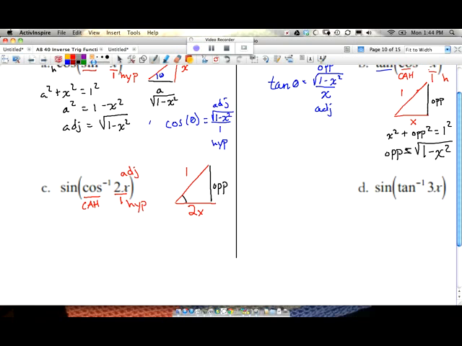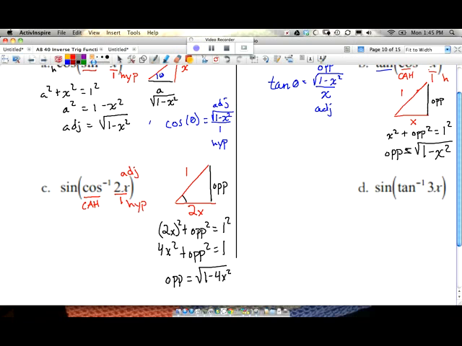Okay, so Pythagorean theorem: 2x squared plus opposite squared equals 1 squared. A little note here: 2x squared is really 4x squared, because it's 2x times 2x, 2 times 2 is 4, x times x is x squared. Don't forget to square it all. It's a small detail, but a lot of people need to remember that. So if I finish the algebra here, the opposite is going to be the square root of 1 minus 4x squared. Check, good.